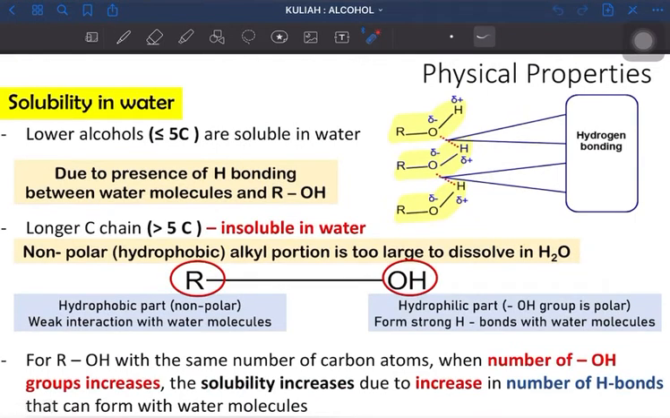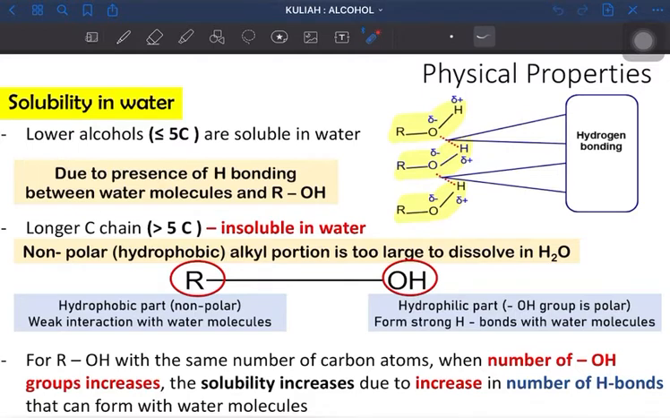Now, kita tengok physical properties yang kedua, which is the solubility in water. Okay, so alkohol yang pendek, yang ada carbon less than 5 carbon, okay, dia soluble in water. Kenapa kita punya alkohol ni soluble in water? Sebab dia ada presence of hydrogen bonding between the water molecules and the alcohol.